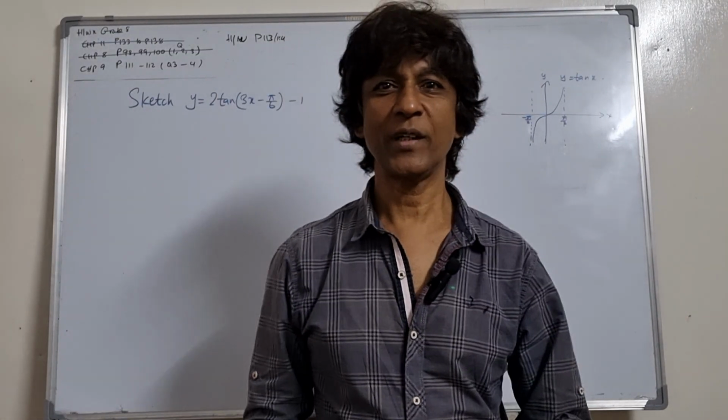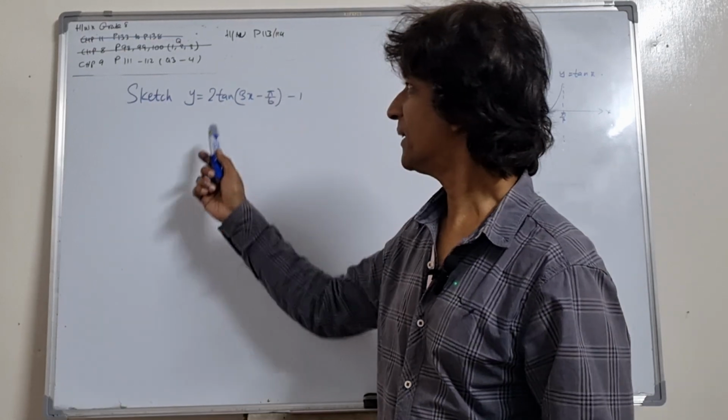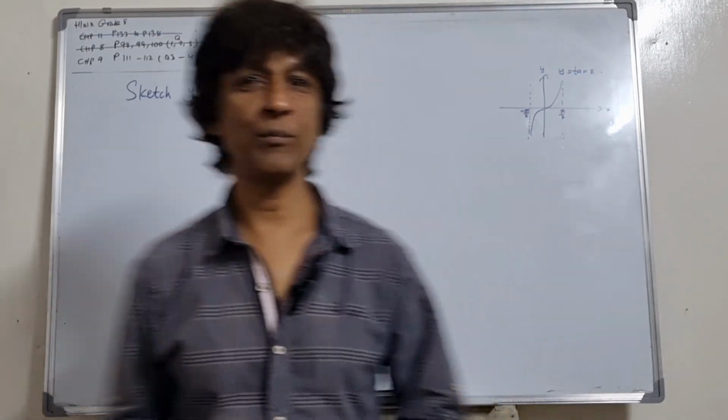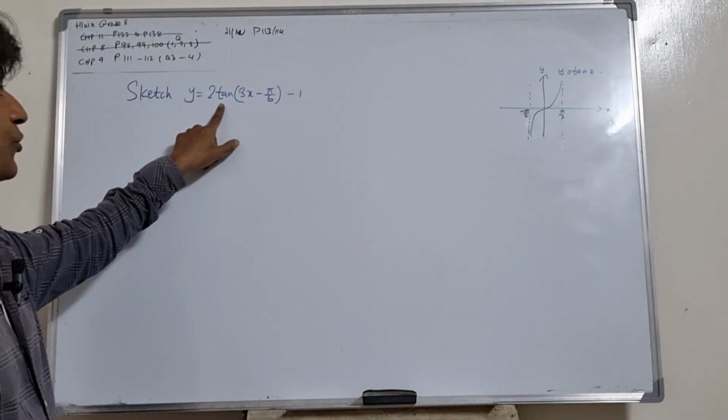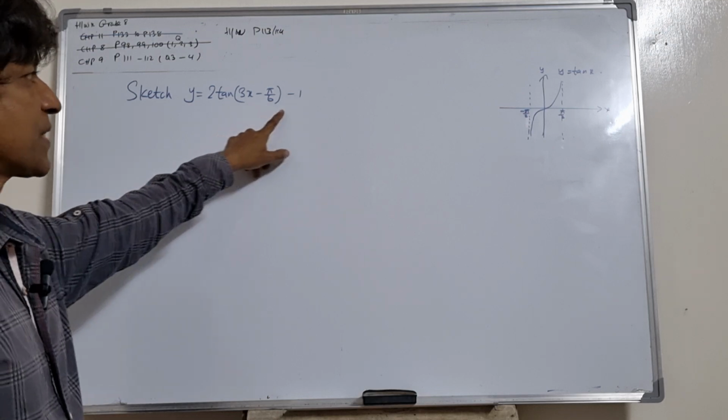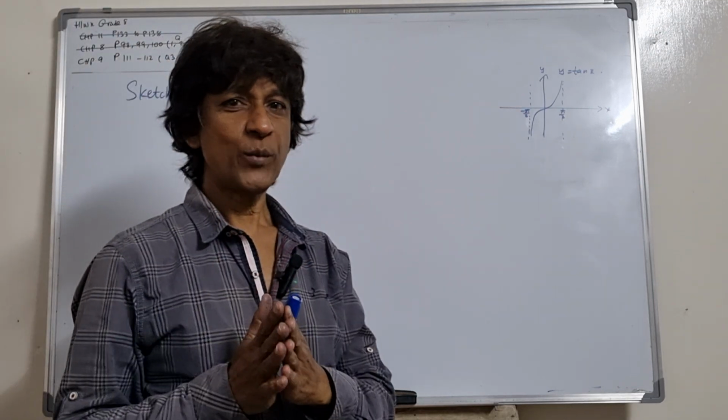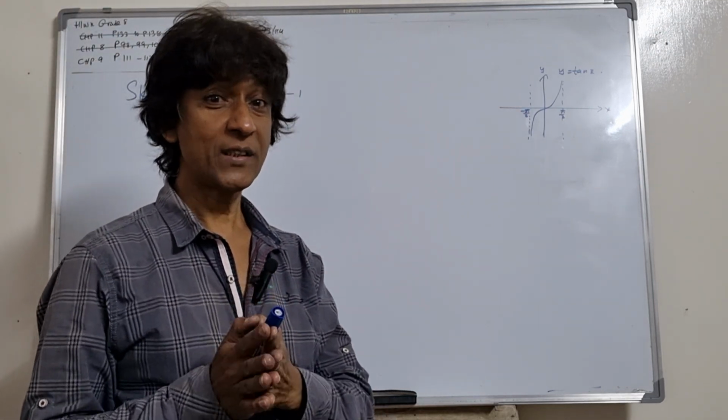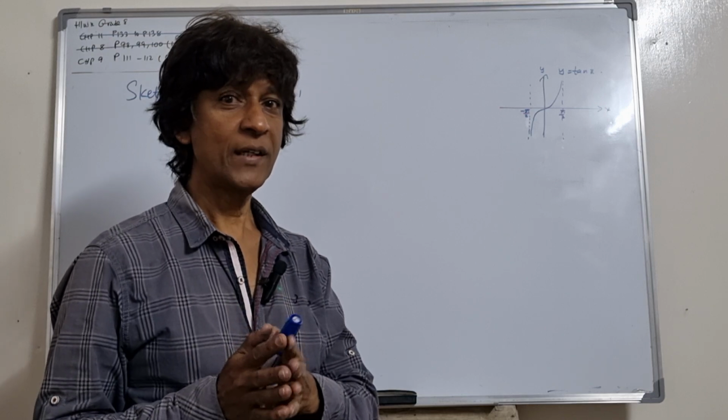Hello there. Today we're going to try to sketch this tan graph, and basically it's y is equal to 2 tan of 3x minus 5π/6, minus 1. Now the first thing we do, we're going to try to find the vertical asymptotes of our graph.